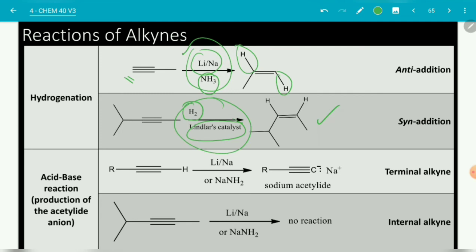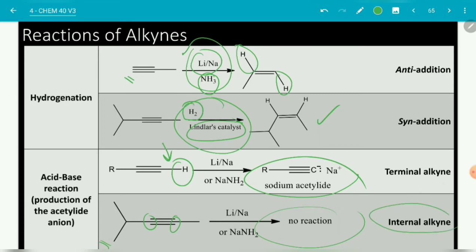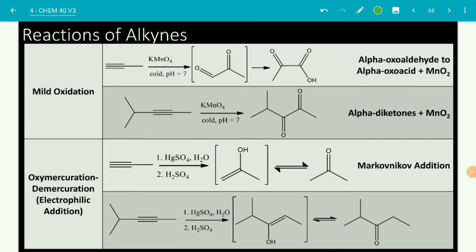Okay? So, we also have acid-base reactions for terminal alkynes only. Nangyayari lang yan sa terminal alkyne, hindi siya nangyayari kapag ka internal alkyne. Because this hydrogen here is acidic. Wala tayong hydrogens na acidic sa purely hydrocarbon na alkyne. Lalo na pag internal. Okay? So, pag internal alkyne, no reaction. Terminal alkyne, meron siyang production ng sodium acetylide. Okay? So, proceed naman tayo sa mild oxidation.